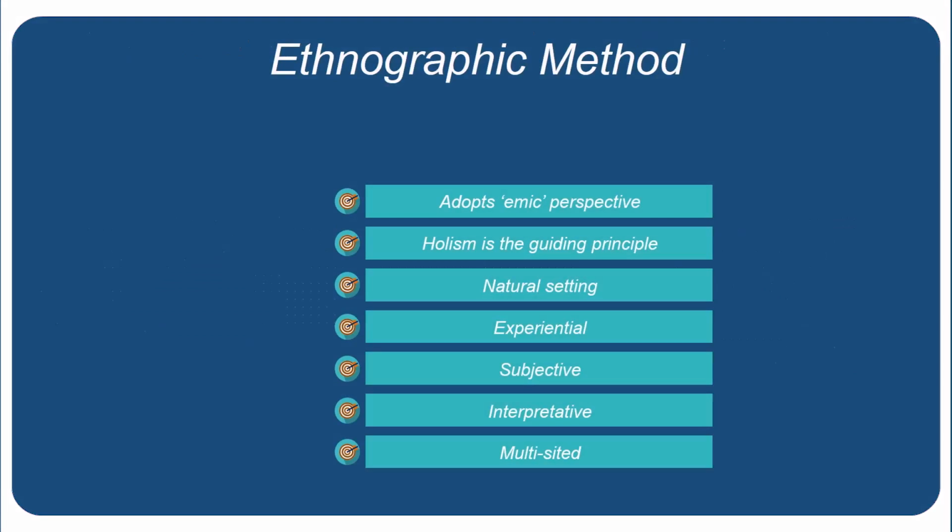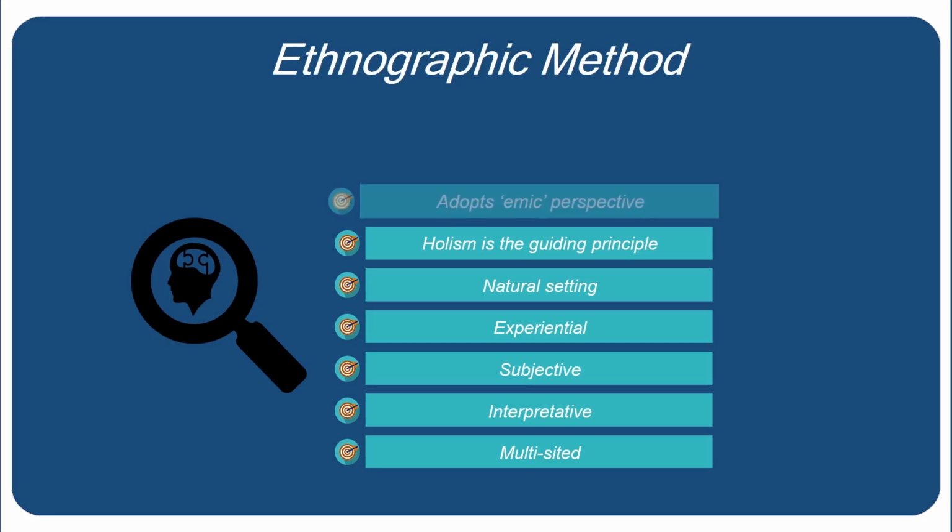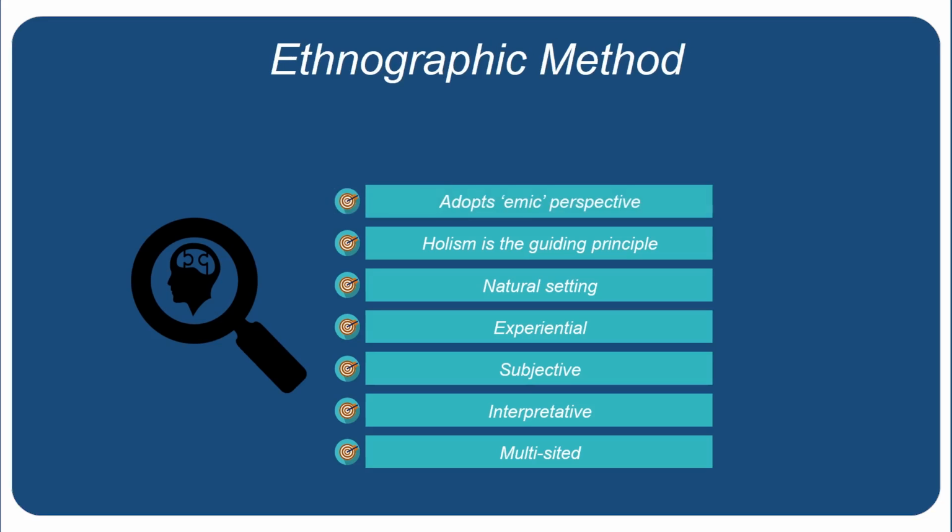Now, to get into the details of the methods, let us begin with the ethnographic method. It adapts the emic perspective, that is the people's perspective. It takes holism as an important principle for guiding the research. Ethnography also focuses on a natural setting. It is experiential research. That means the researcher experiences what the people experience. For example, if the community is experiencing poverty, lack of food, a researcher, when doing his research, can experience the meaning of poverty.